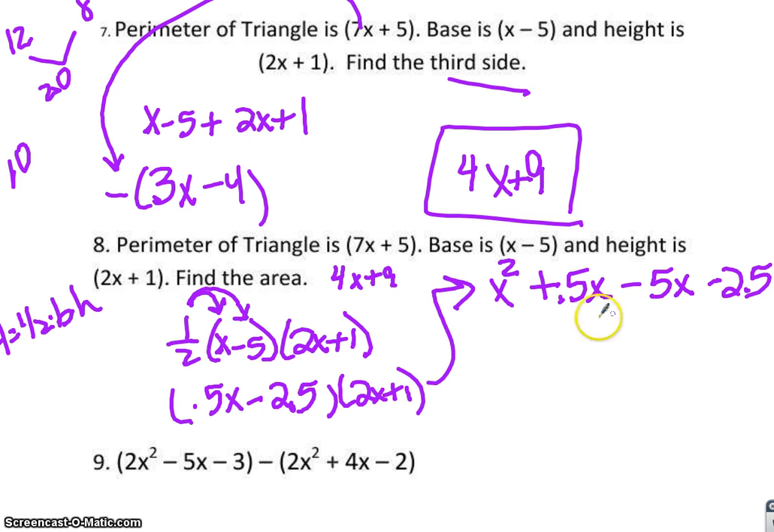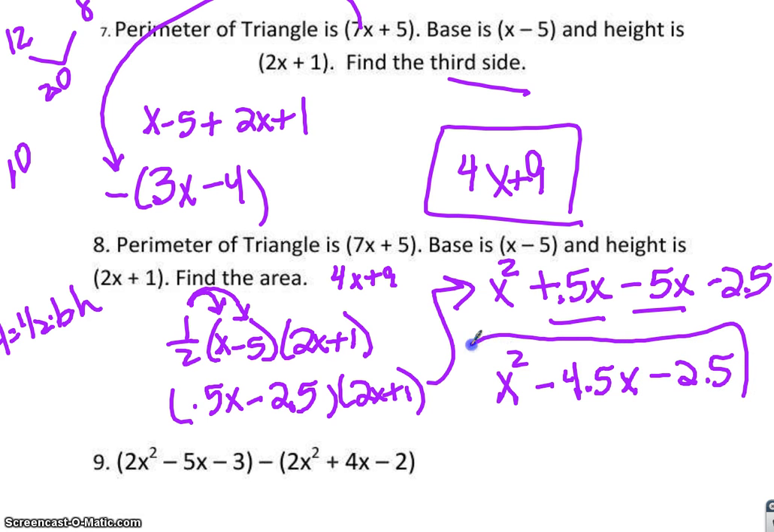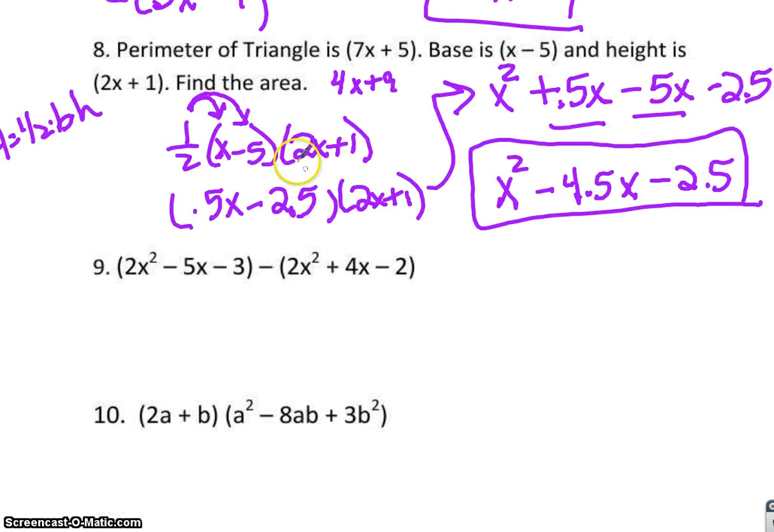So now I'm going to combine my like terms here in the middle. So x squared plus 0.5 minus 5, you would do it in your calculator. So minus 4.5x minus 2.5 is your answer. You could have done your FOIL or distributing with your two sets and then divided everything by 2, and you would get the same answer.